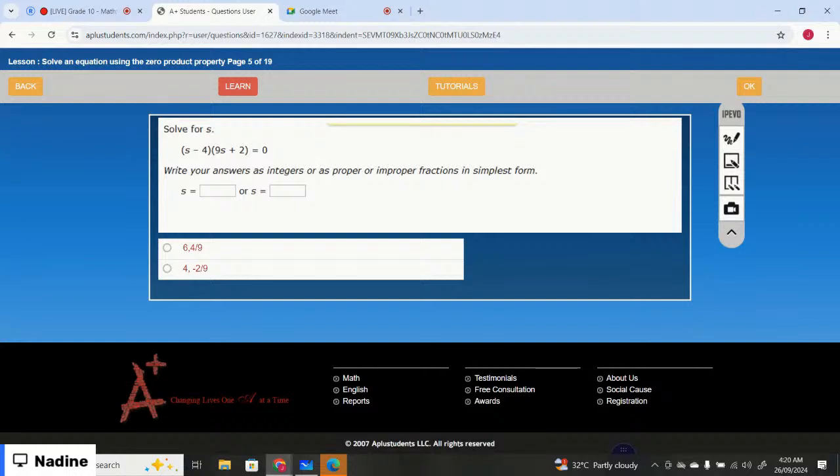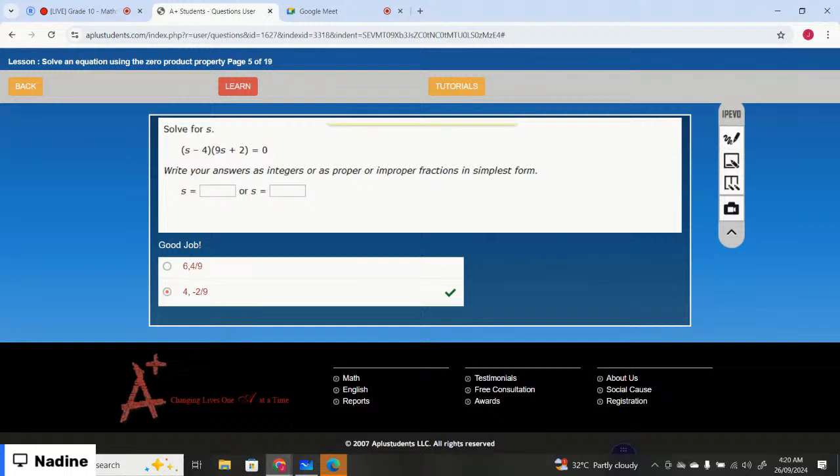Solve for s. (s minus 4)(9s plus 2) equals 0. So which is the correct option? The correct option is option number 2, that is s equals 4 and negative 2 over 9. Option number 2 is the correct option.